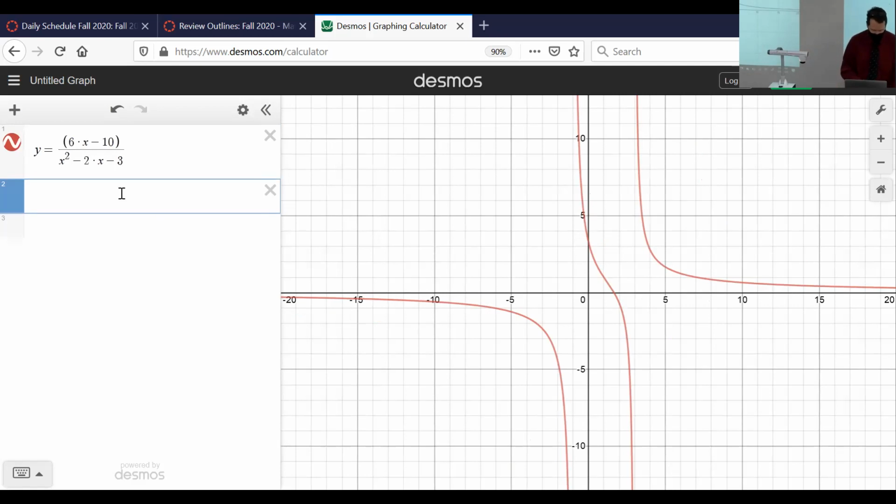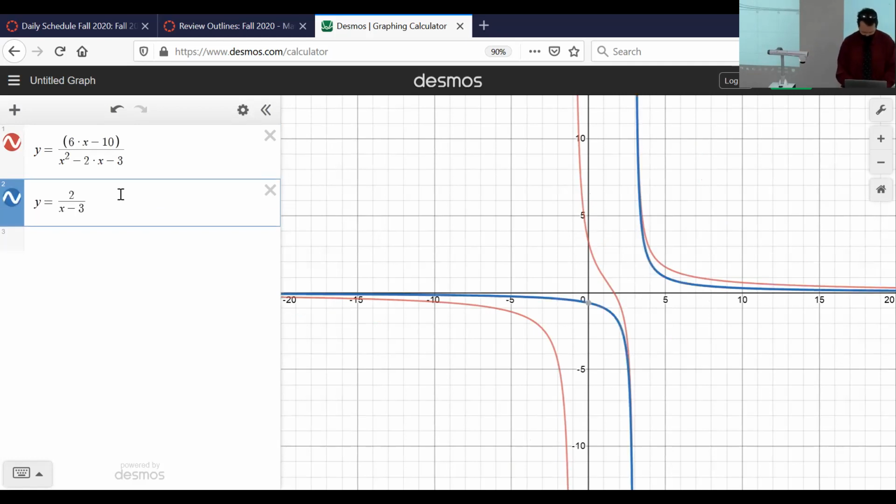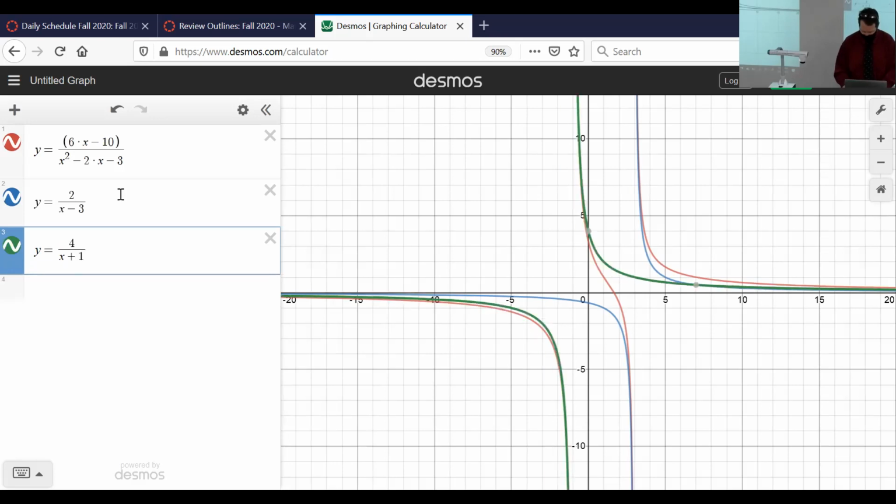So let's just, for fun, see what would happen if I did y equals 2 over x minus 3. That blue thing did not match up with the red thing. Let's do y equals 4 over x plus 1. That didn't match up with the red thing either.